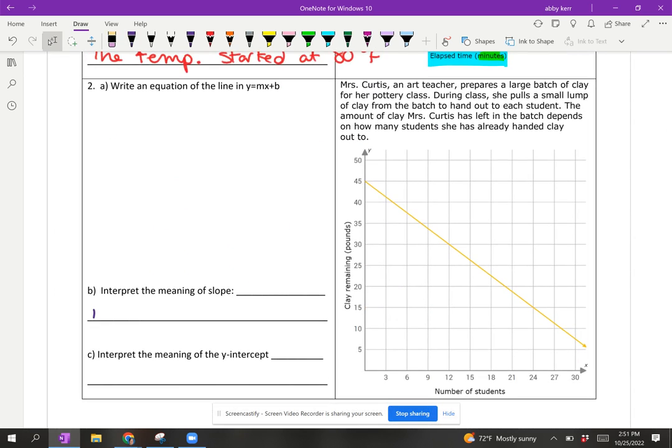Same thing with number 2. So number 2, now we're talking about clay, and Miss Curtis is handing out clay to each one of her students. So if I choose x comma y for my ordered pair, and then 12 comma 30, we're going to find a rate of change of 30 minus 15, and then 12 minus 24.